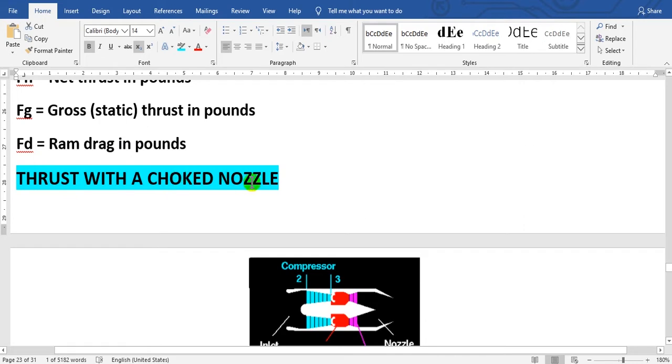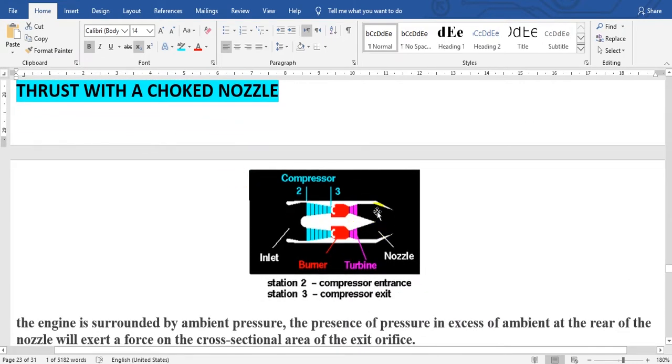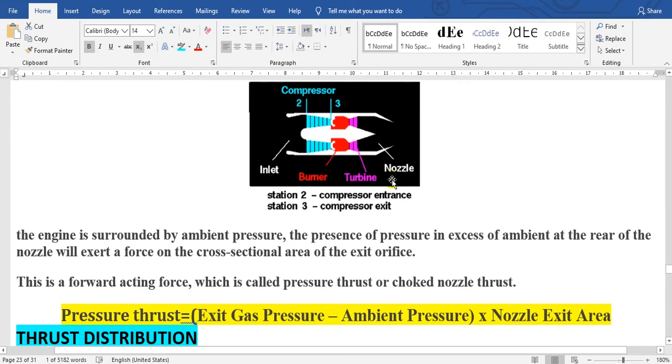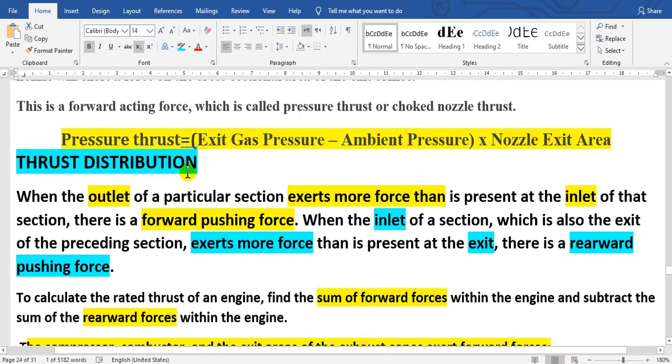Thrust with choked nozzle. What does choked nozzle mean? Choked nozzle means the diameter decreases as you go out, so the cross-section area decreases here. Okay? This is the principle of the pressure thrust, which means the exit gas pressure minus ambient, multiplied by the nozzle exit area.